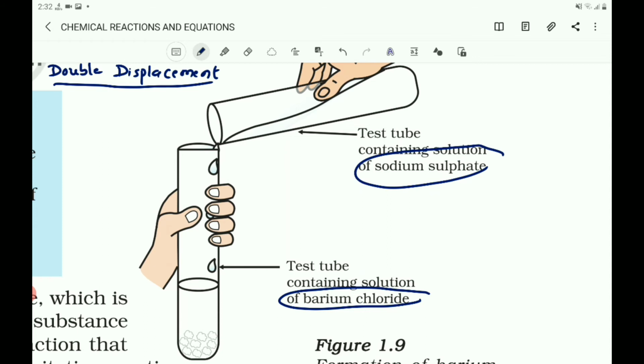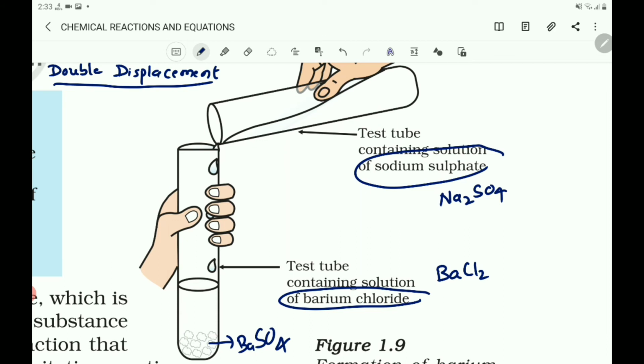And also what type of reaction is it? You know that the white precipitate formed here is barium sulfate. It is barium sulfate, and you know that sodium sulfate, Na2SO4, is added to BaCl2.